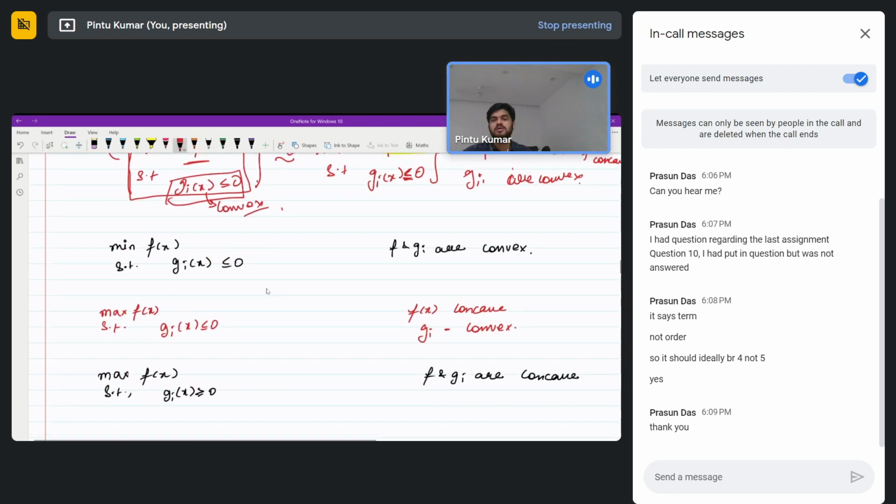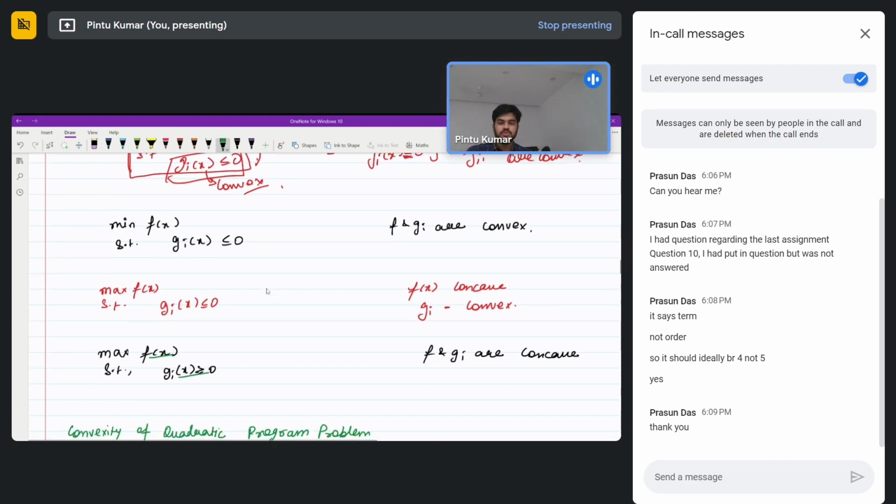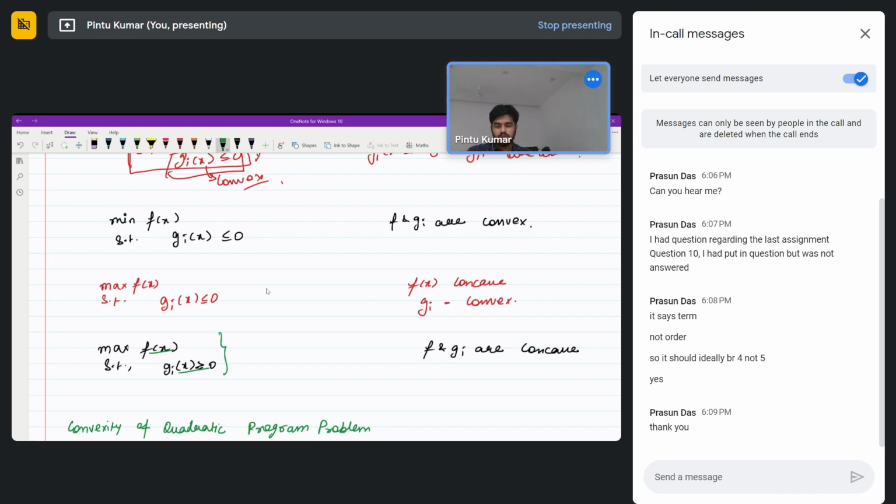Here are some more possibilities. Let's say you have something like maximize f of x subject to gi of x greater than or equal to 0 this time. Then you can rewrite this as minimize minus f of x subject to minus gi of x less than or equal to 0, because we want a less than or equal to sign here, so we multiply both sides by a negative sign. So from here we can say that f must be concave and my gi's also must be concave.